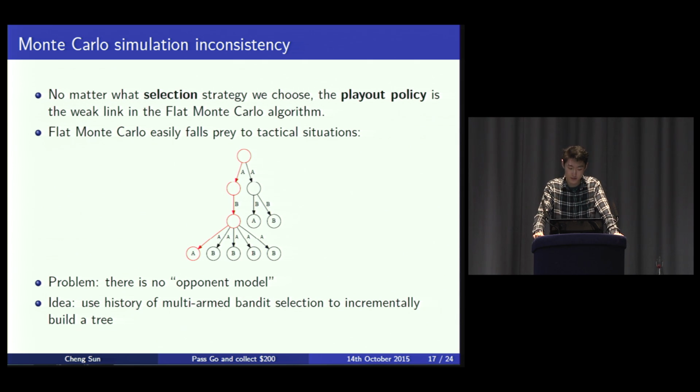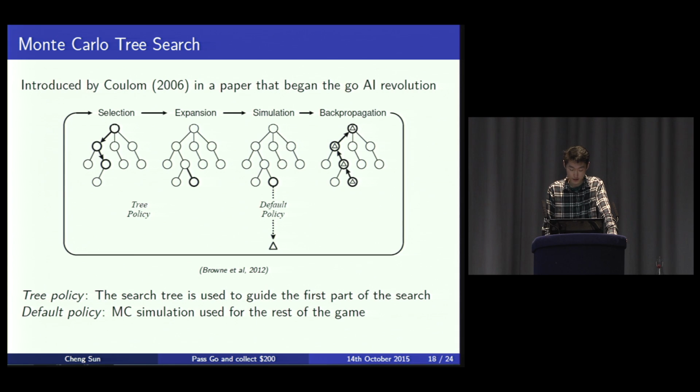So the idea is we need to fix this. And we already have a good selection strategy. So could we somehow use the history of selections that we've made in the past to incrementally build up a search tree that we can go through to find the optimum? And so this is the basis for Monte Carlo Tree Search, which was introduced by Rémi Coulomb in 2006. And the paper that introduced it basically started the entire Go AI revolution.